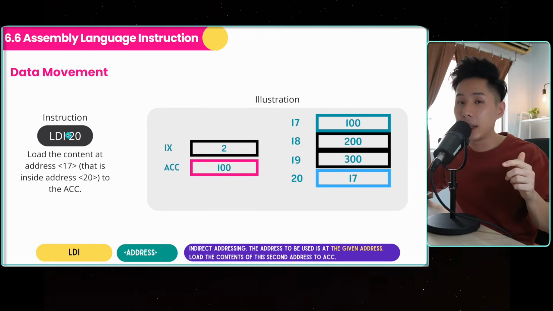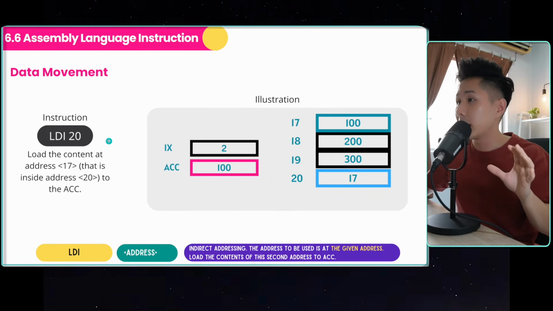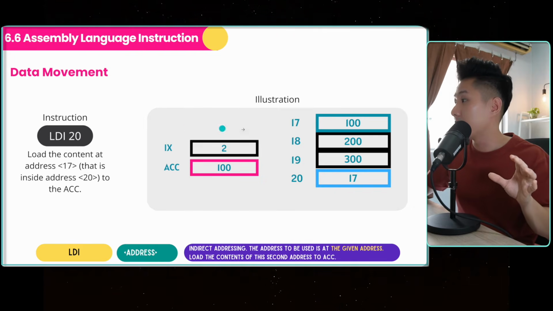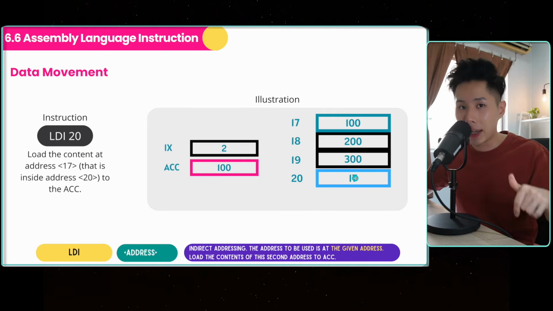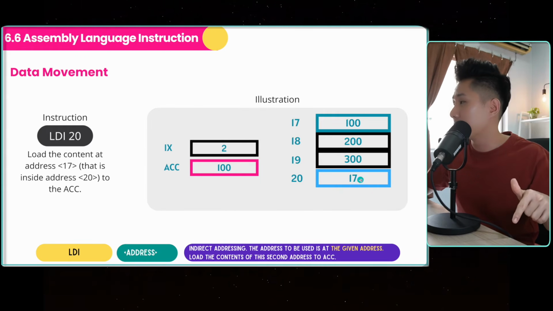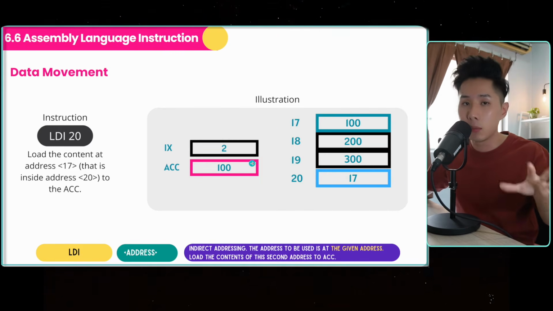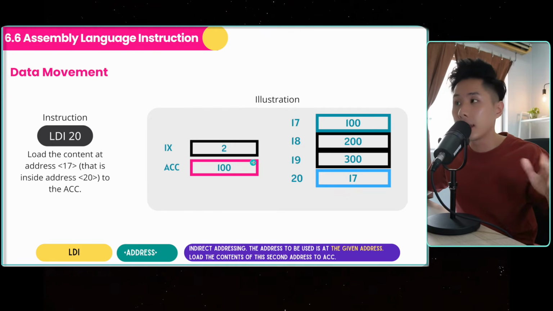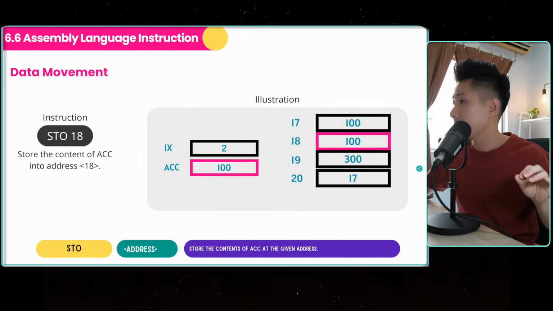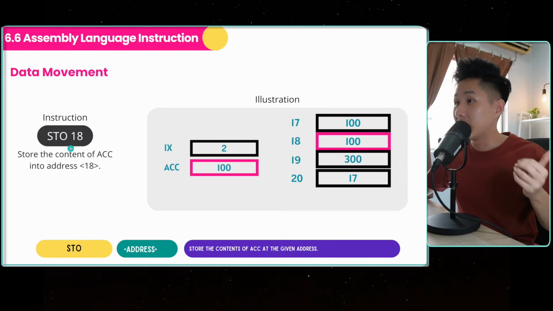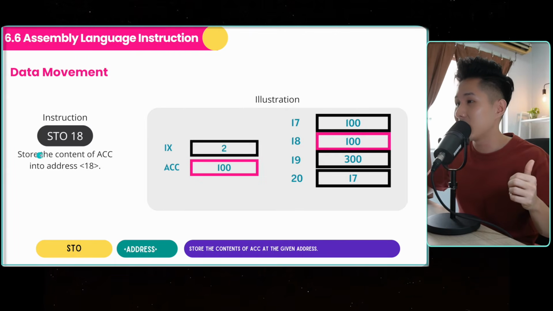LDI, the I here stands for indirect, LDI 20. So if I write this instruction, I'm going to look into what is inside address 20 and then use the value here as my address to find the value I want, which is 17. So I'm going to go to 17 and find the value 100 and load it into the accumulator. So you can see that it's not very straightforward. That's why it's called indirect addressing. STO 18, STO stands for store, the short form. It stores the content of ACC into address 18. So if my ACC contains 100, then I'll put this value into address number 18.